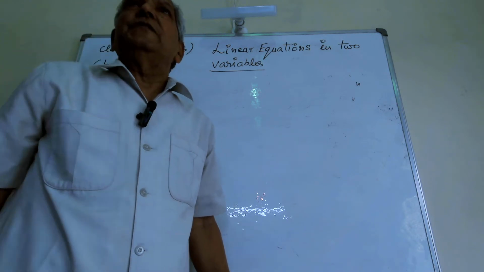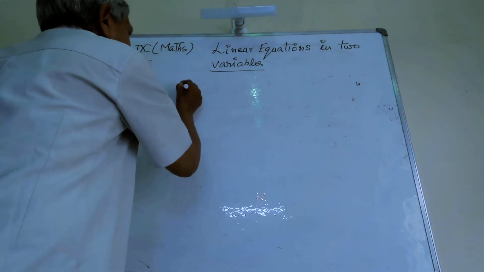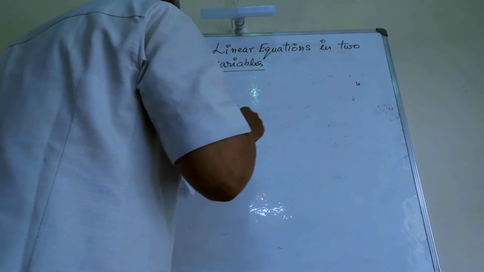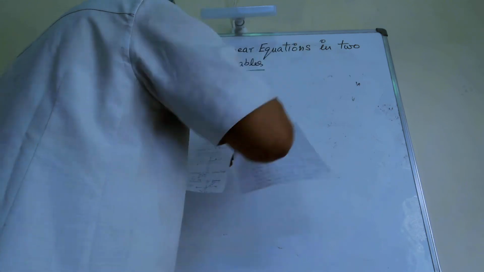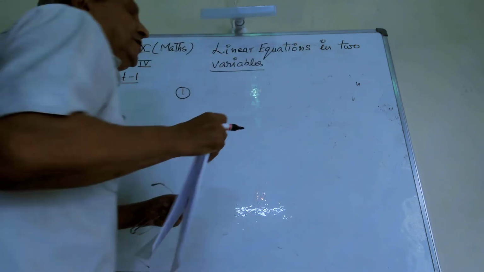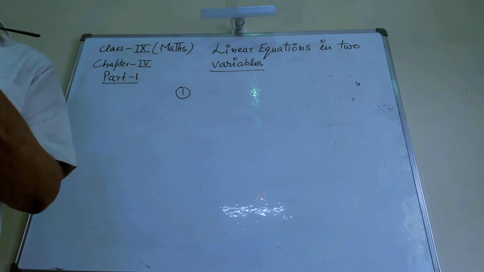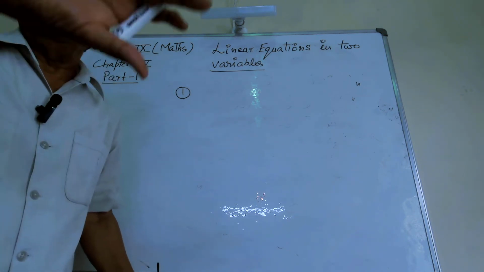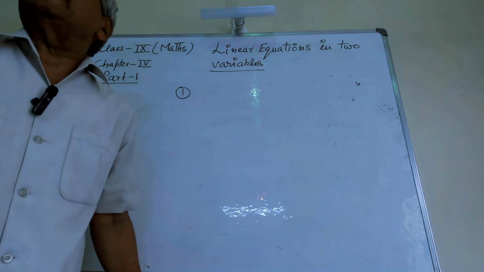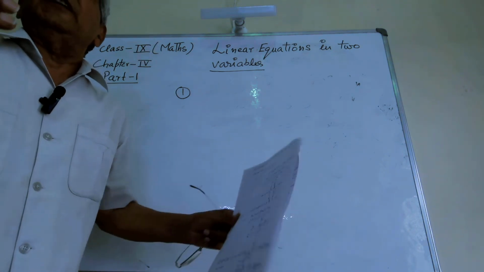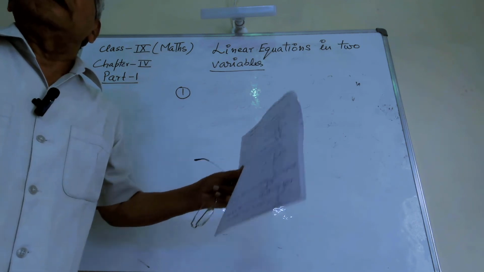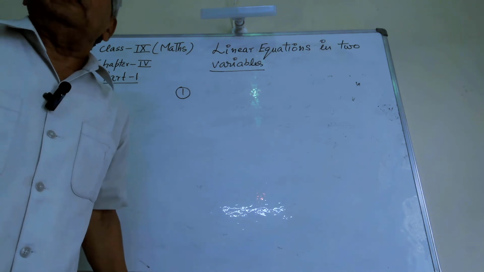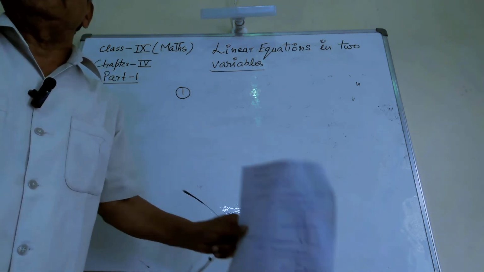In graph, first I want to make one concept clear, that the graph of a linear equation in two variables is a straight line. You will not get a graph in a curved position. You will get a straight line. Every linear equation in two variables has a straight line. If you plot the points of that equation, you will always get a straight line.